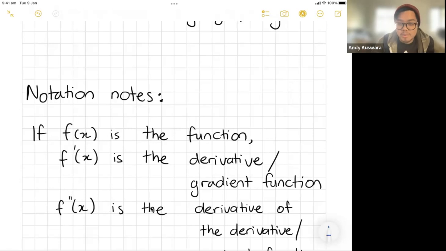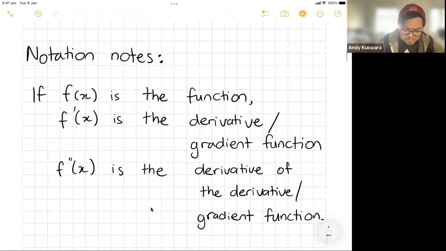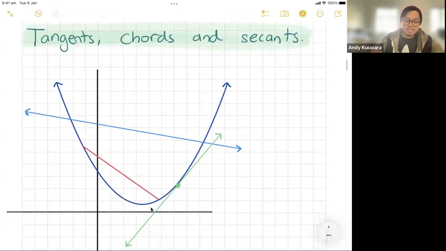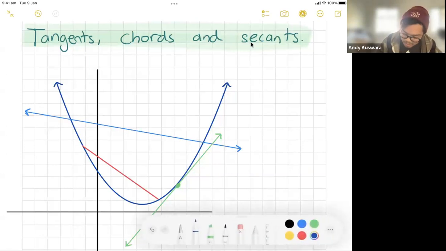The reason that I'm giving you the different words is because they'll talk about it with different words, and you'll need to know that they mean the same thing. Before we can get too far on, we need to talk about tangents, chords, and secants. I'll be completely honest, tangents is the one that you need to be the most familiar with. A chord and a secant less so.